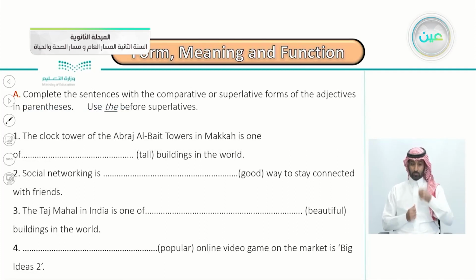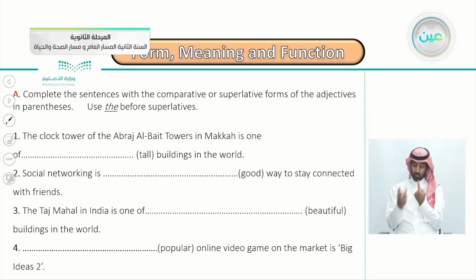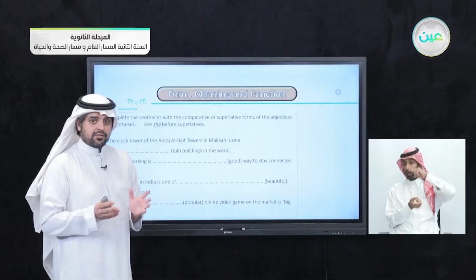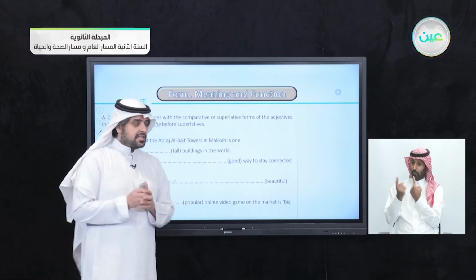Here's an exercise for you. Complete the sentences with the comparative or superlative forms of the adjectives in the parentheses. Use the. Don't forget the before superlative. Always don't forget the word the. So the first one, the clock tower of Abraj al-Bayt towers in Mecca is one of, and the adjective here, tall, buildings in the world. So we have to decide, is this a comparative or a superlative? Yes, this is a superlative.